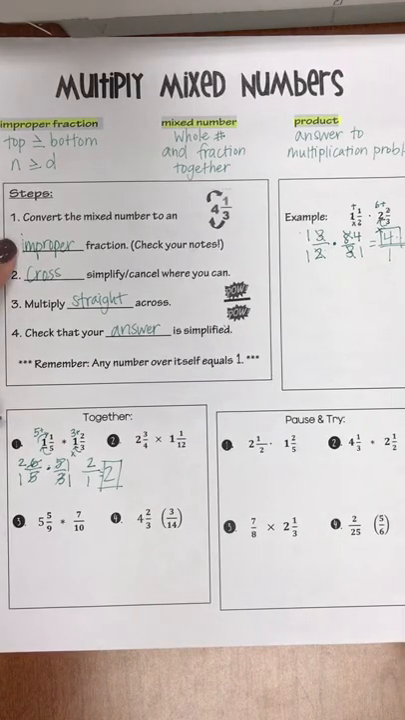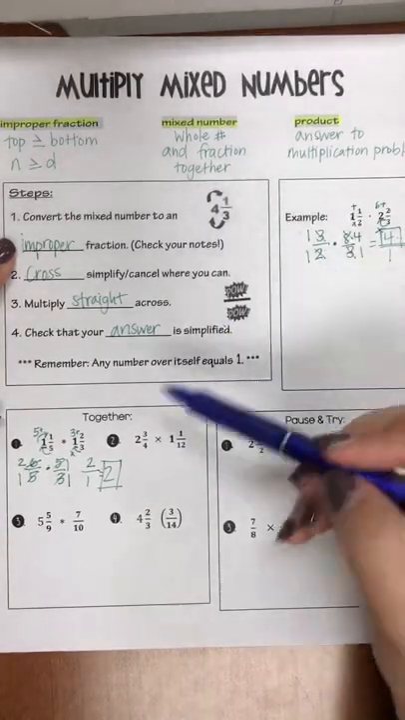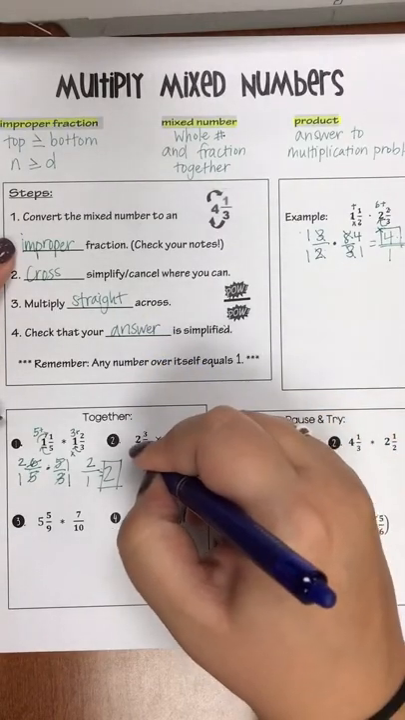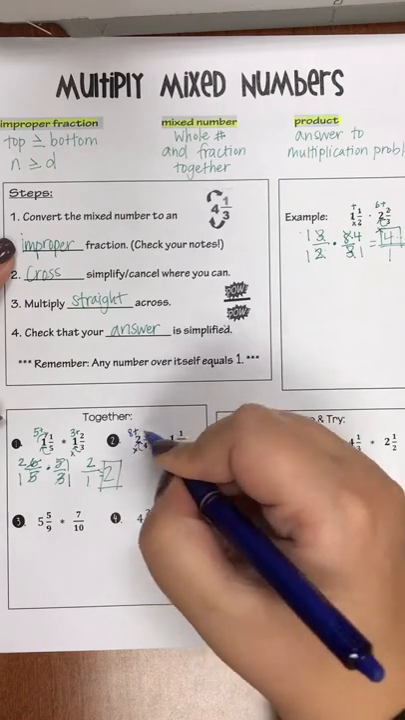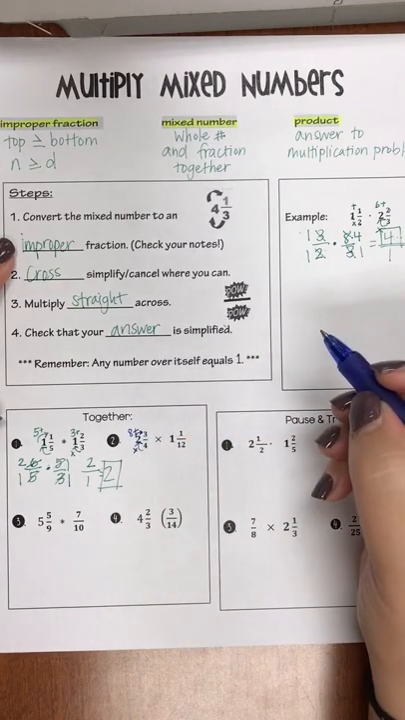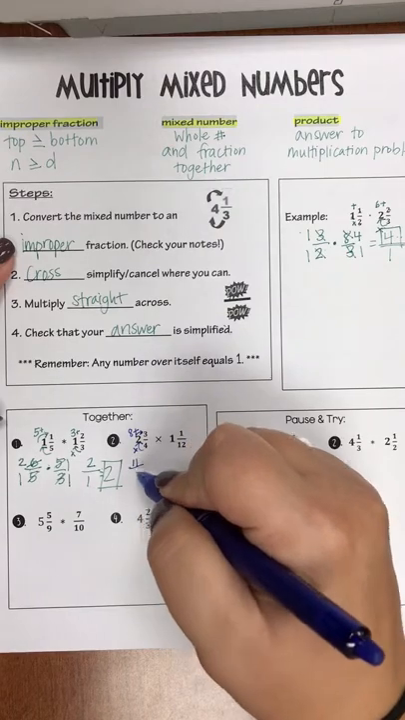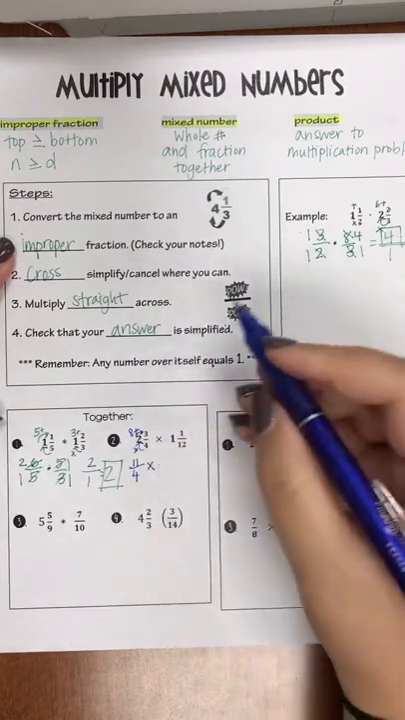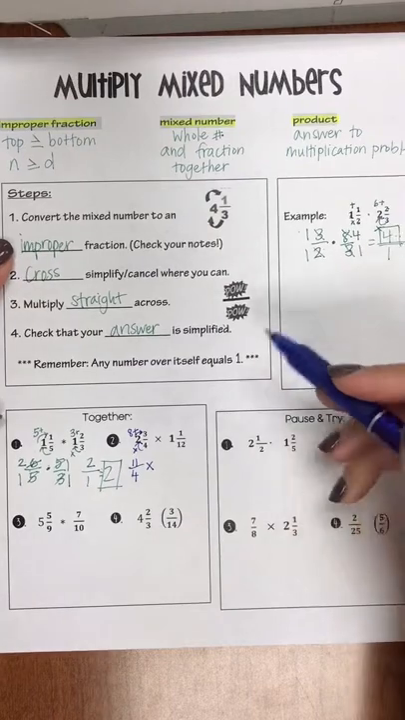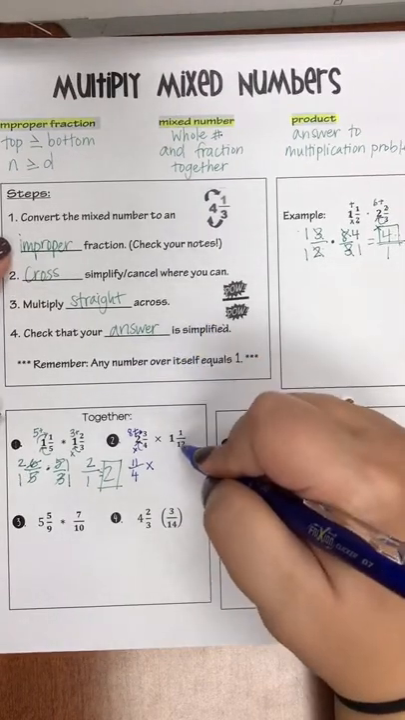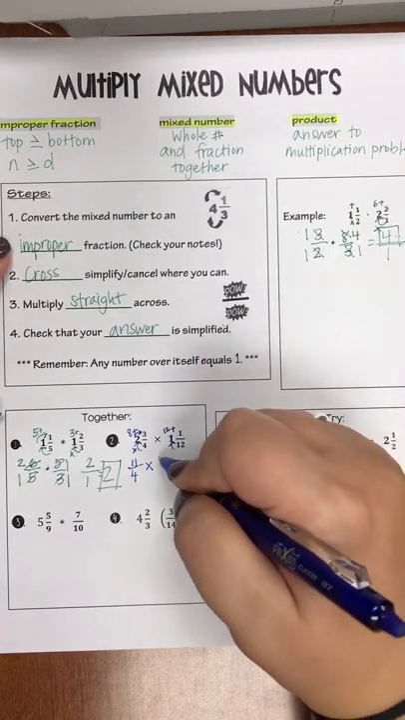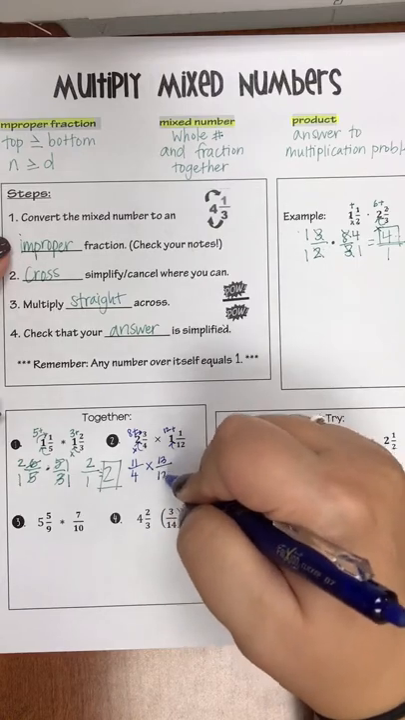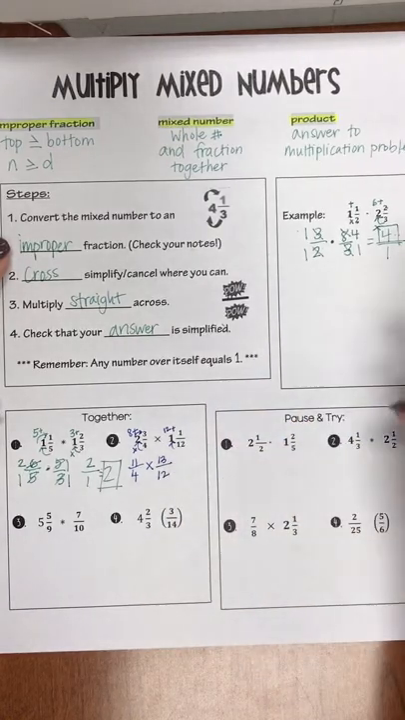All right, moving on to number 2. My first step, convert them to the improper fraction. So here we go. Around the world, 4 times 2 equals 8. 8 plus 3 equals 11. So I've got 11 fourths. Okay, let's go ahead and change our other mixed number into an improper fraction. 12 times 1 equals 12. 12 plus 1 equals 13. So I've got 11 fourths times 13 twelfths.